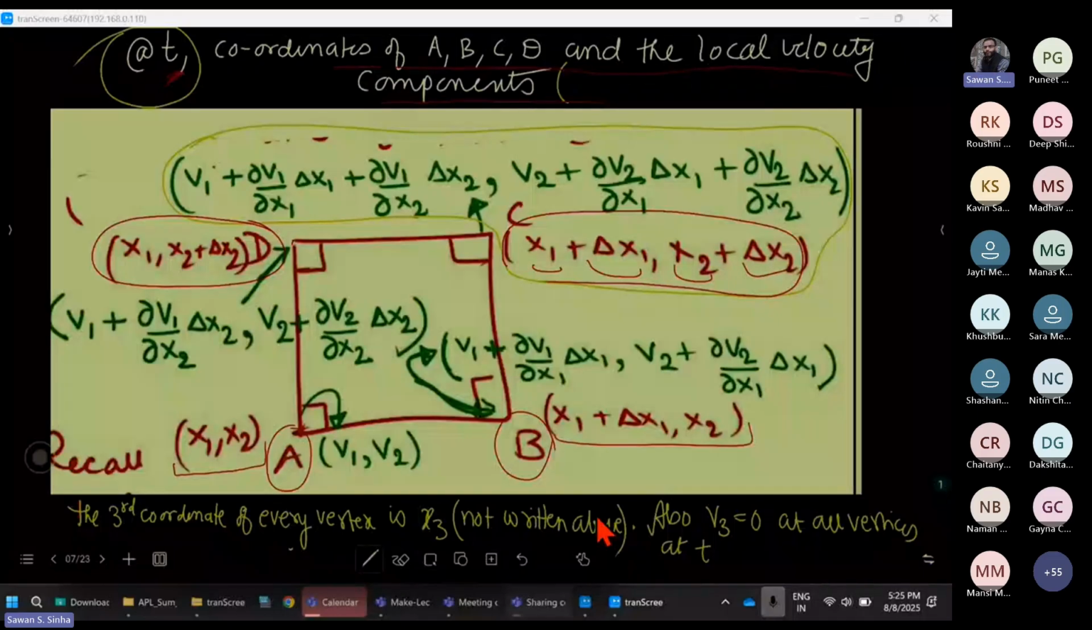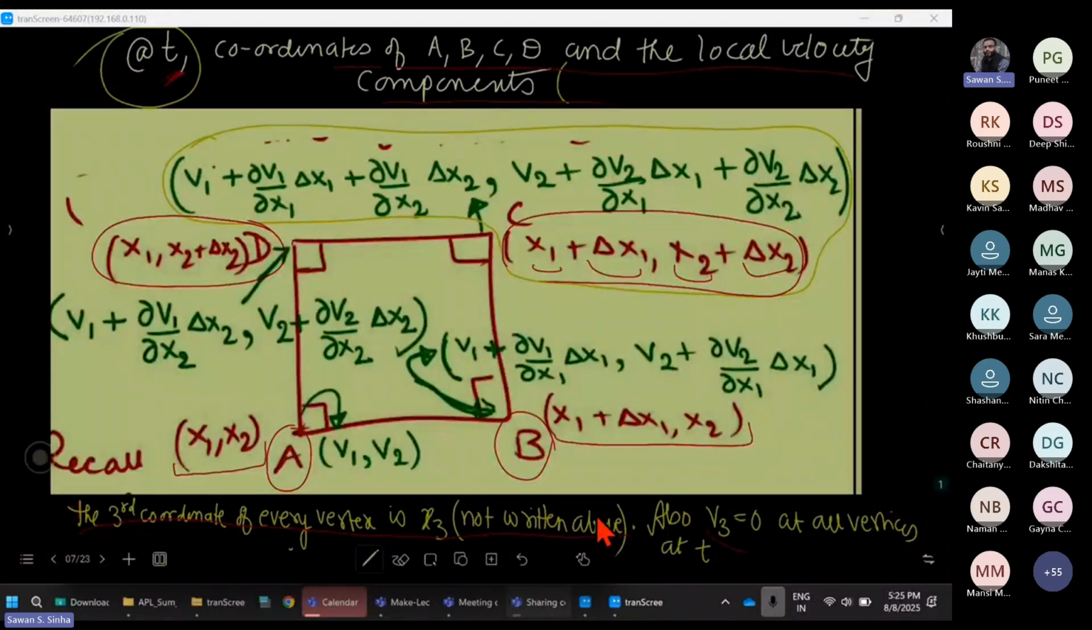So in red color, I am showing the coordinates. In green color on the same slide, I am showing the velocity components. Now here, I am not showing the third coordinate. The third coordinate of every vertex is x3. That's why I am not writing. In this case, the third coordinate is not important. All points have the same coordinate, third coordinate x3, and it will not change.